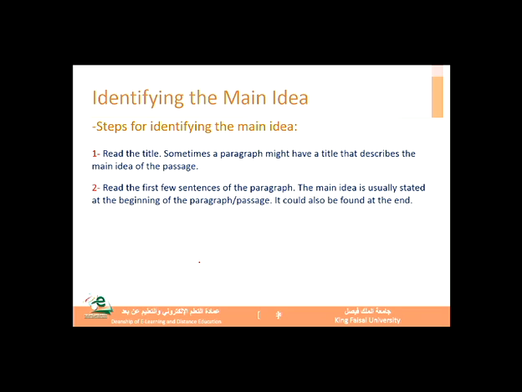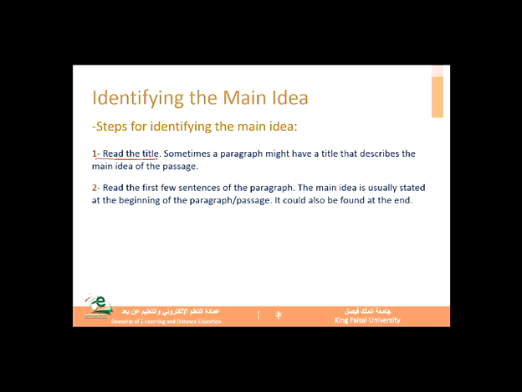Number one, read the title. Sometimes it's all in the title. So if the title of that paragraph is, for example, the health benefits of sports, well, you know that the author has something to say about health or health benefits of exercising.